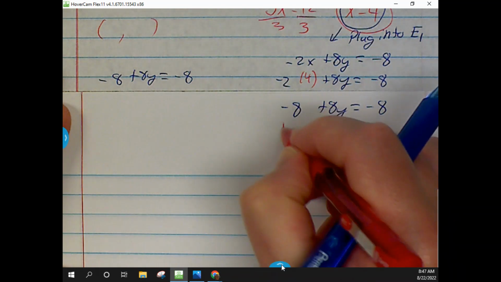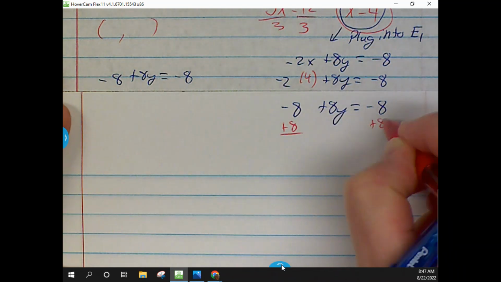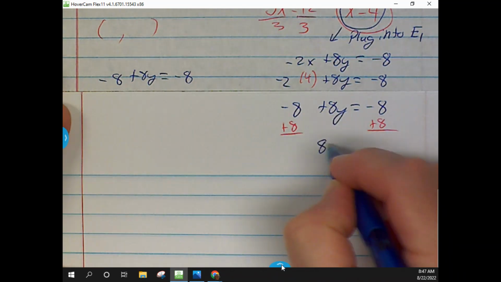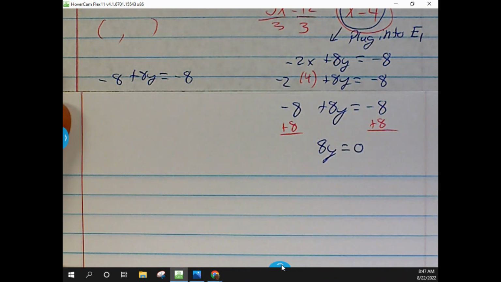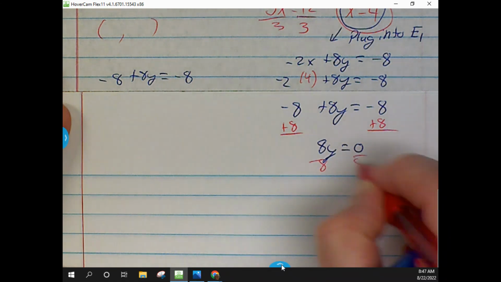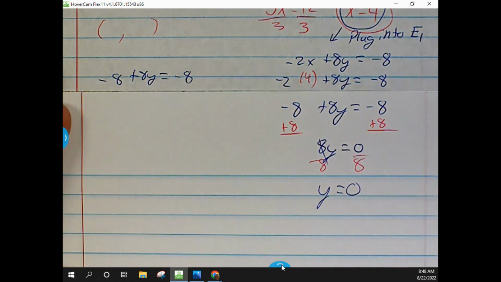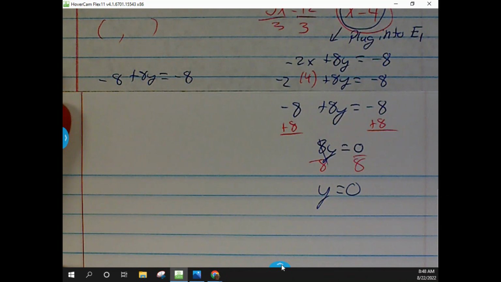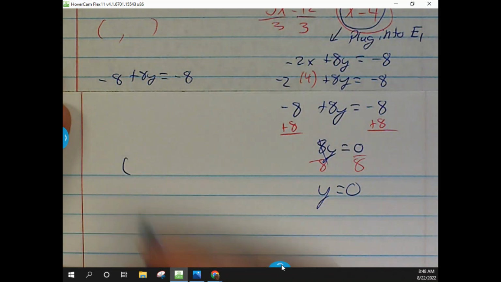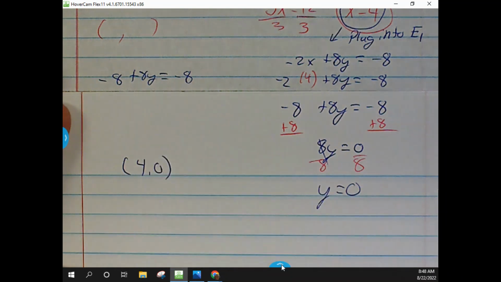Yeah, so we're going to add 8 here and add 8 here. So that's 8y equals 0. But if you divide by 8, the 8's cancel. You still get y equals 0, which is okay. Okay, so if it's an ordered pair answer, that is 4, 0.